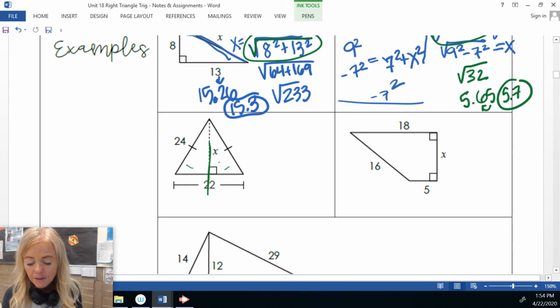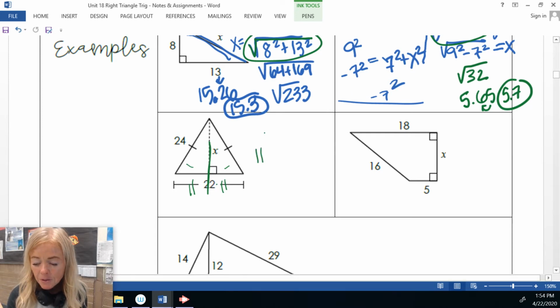And we have a hypotenuse leg scenario where both triangles are equal. And if both triangles are equal, each of these legs are going to be half of 22, so they're each 11. So that's how you would get your second side.